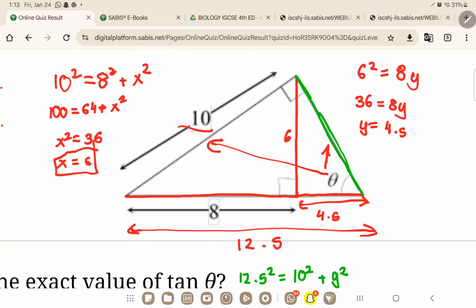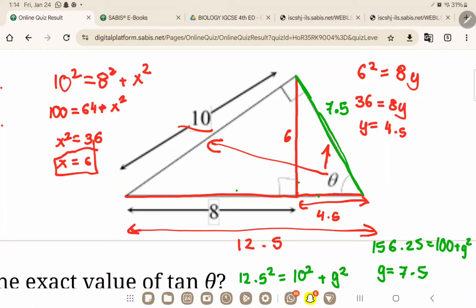12.5 squared is equal to 156.25, equals 100 plus g squared. 12.5 squared minus 10 squared will give us 56.25. When you put that under the radical sign, we will get g equals 7.5. So we know that green side is now 7.5.